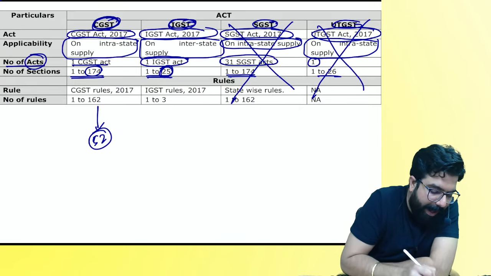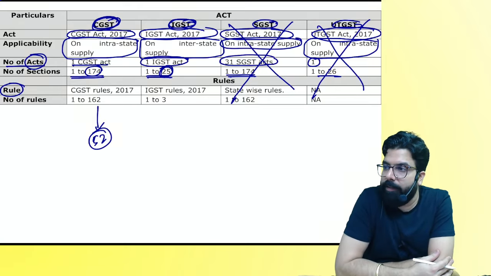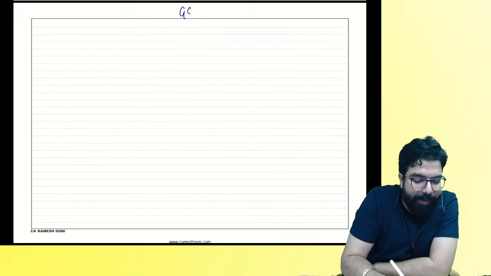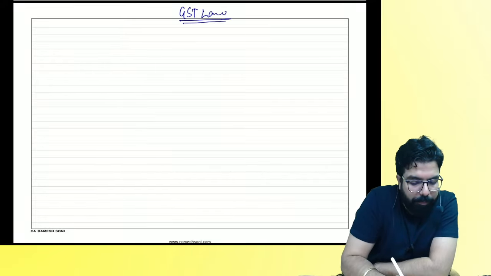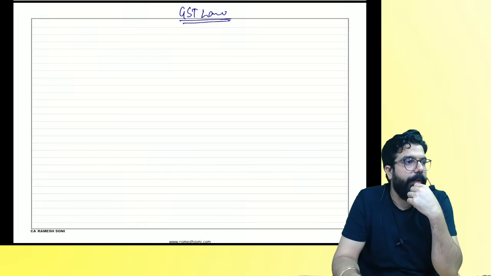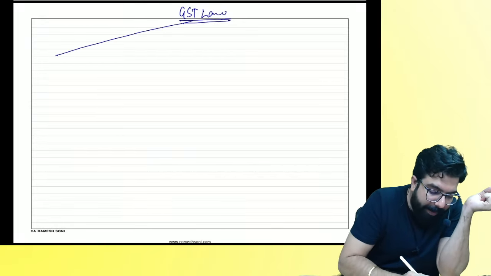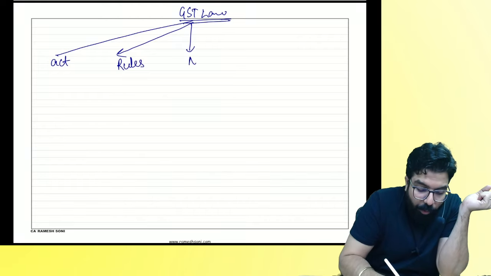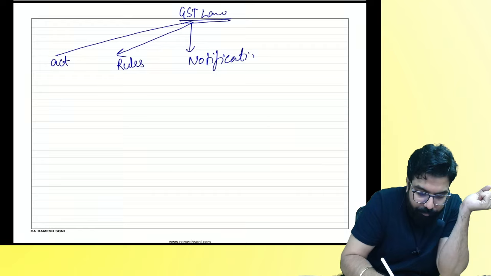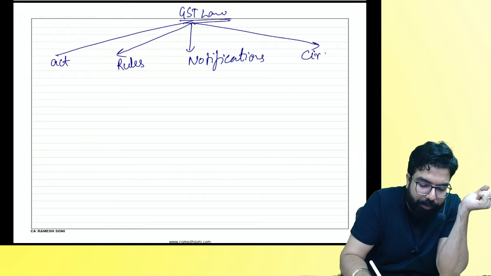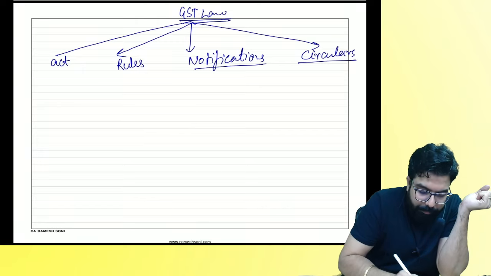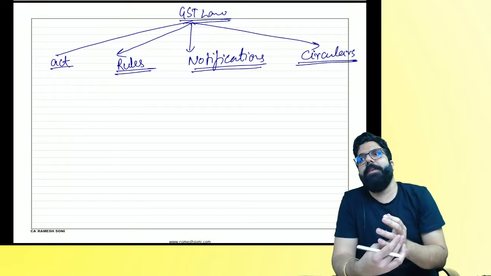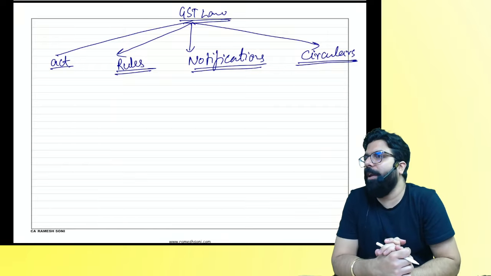People, there's something called an act, there's something called rules. What do you mean by act and what do you mean by rules? I want to ask you guys. When I say GST law, the law can be divided into the GST Act, GST rules, GST notifications, and GST circulars. What are the act, what are the rules, what are the notifications, and what are the circulars? Okay, people, listen to me very carefully. Everyone over here, very, very important, kindly listen.